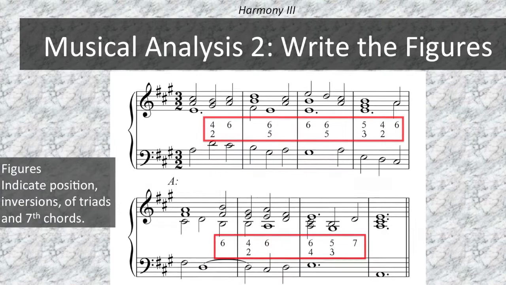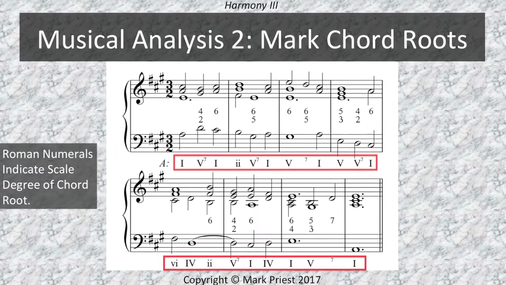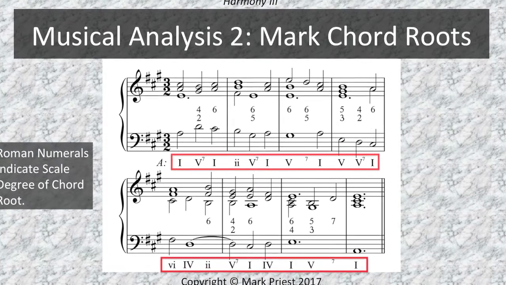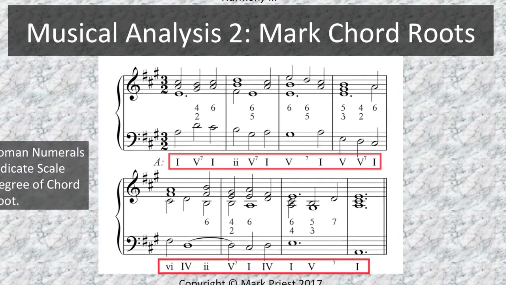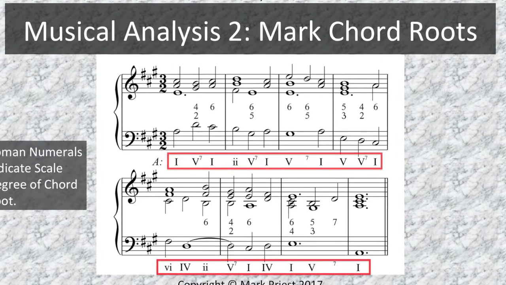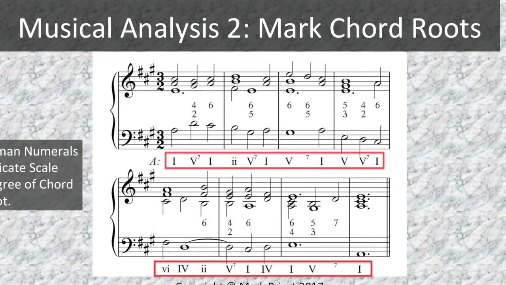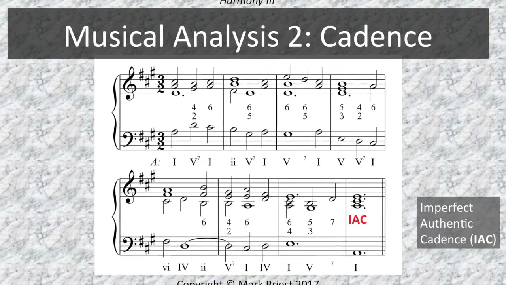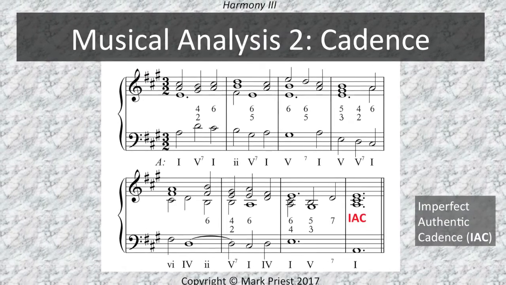Then, add Roman numerals under the bass notes. Roman numerals mark the scale degree of the root of each chord, and also tell us whether a chord is a triad or a chord of 4 tones, a seventh chord. Be sure to label the type of cadence, whether PAC, IAC, plagal, and so forth.